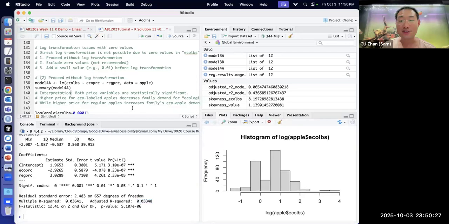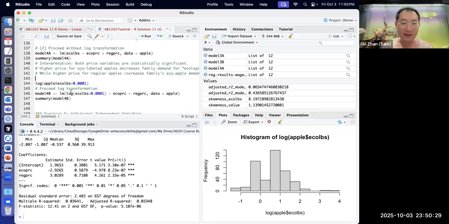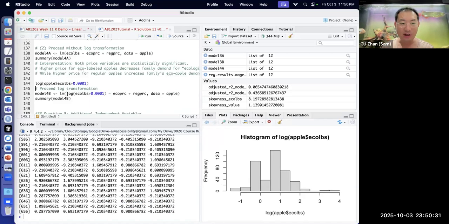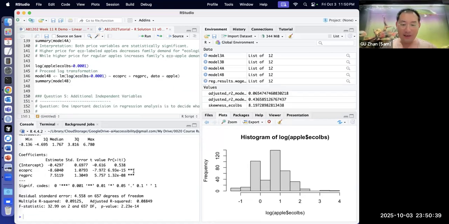Now do a log transformation. So add a small number to avoid the problem of negative infinity. We say, okay, we do log of eco pound plus 0.001. Basically, we add a very small number. Then we replace the variable and run this model. This time, what you are seeing here is, again, both of them are significant. The parameters are important. Yeah, they're important.